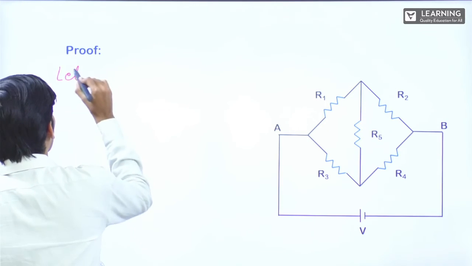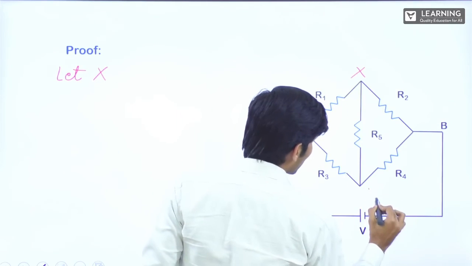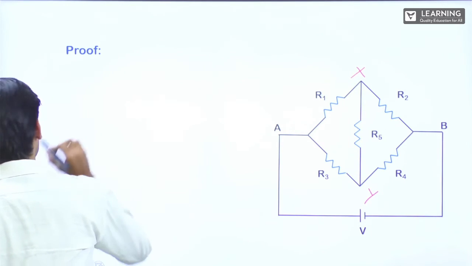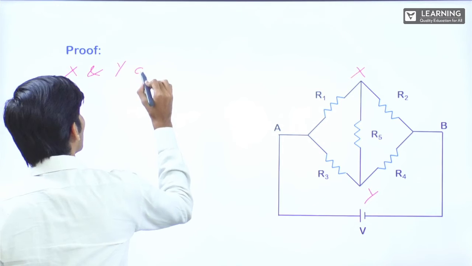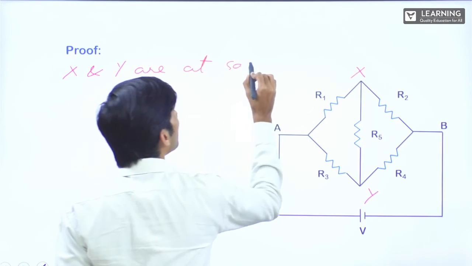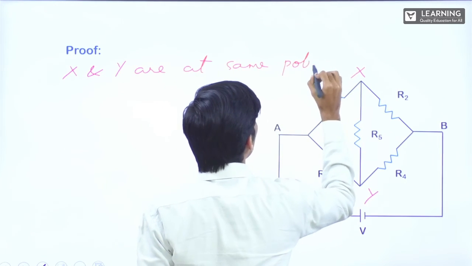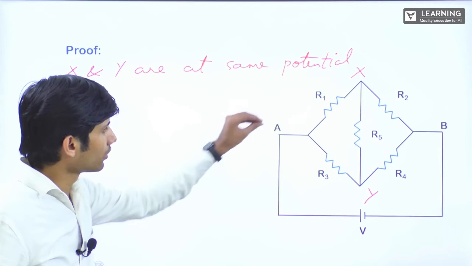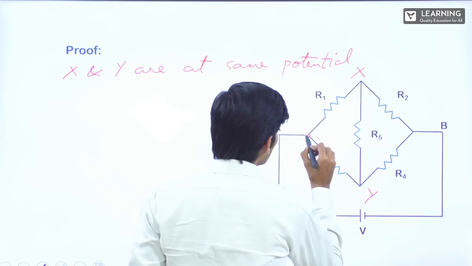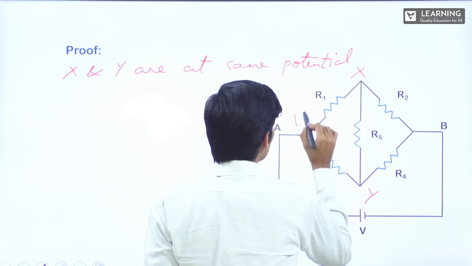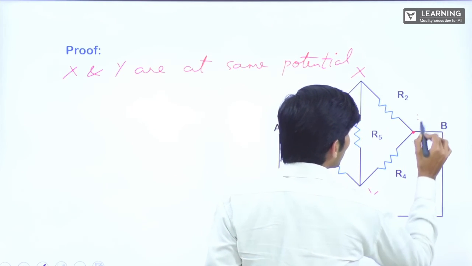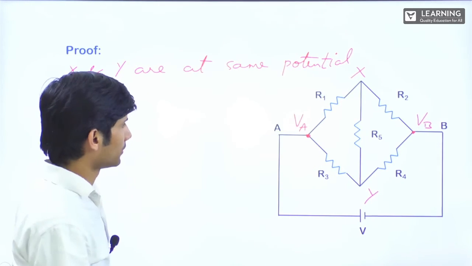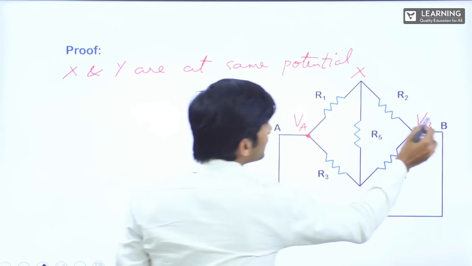Let this be X, this be Y. Now let X and Y be at the same potential. Alright. Now, from here, let's say this is point A. The potential here is VA. This is point B. The potential here is VB. Instead of VB, let's say here there is potential 0.